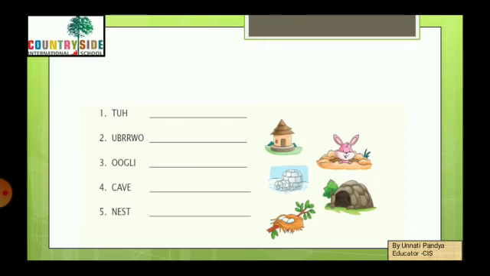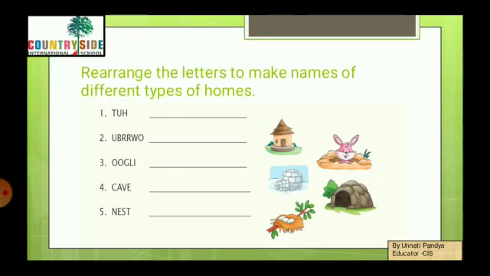Related to the same, we have a student book exercise that says rearrange the letters to make names of different types of homes. We have already discussed many of the different types of homes used by human beings as well as animals and birds. Here you have to look at the picture and rearrange the words to make meaningful names of the places.